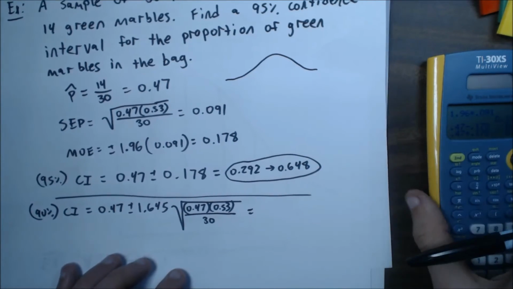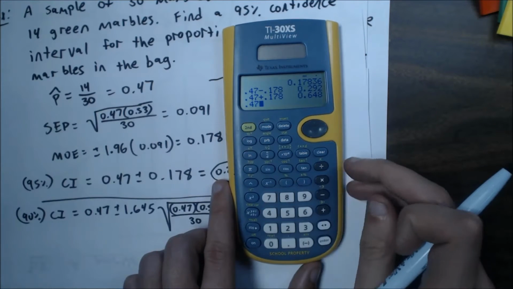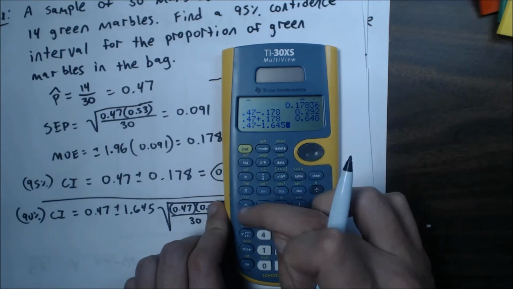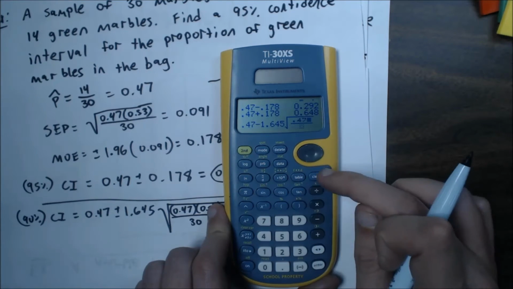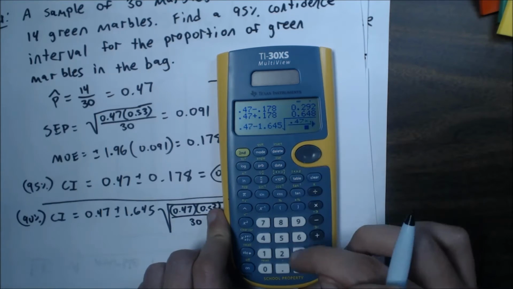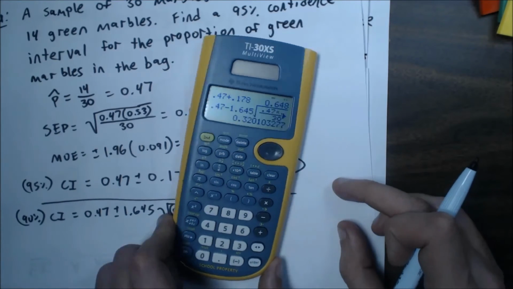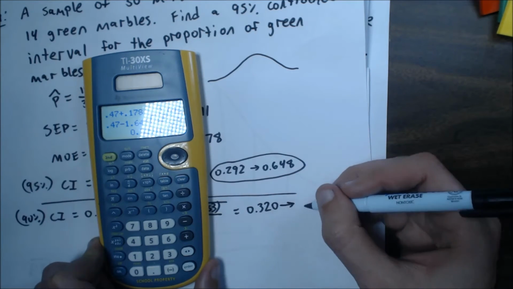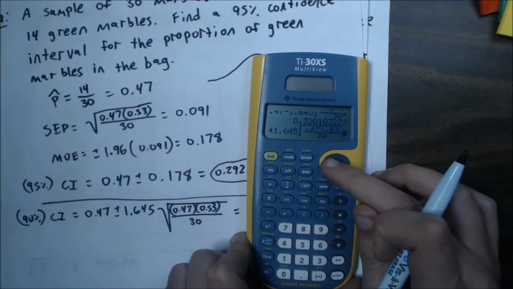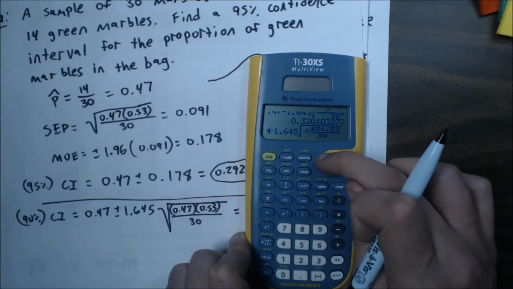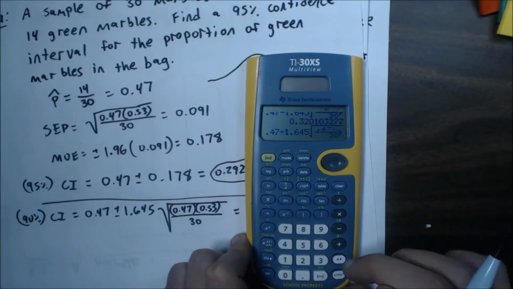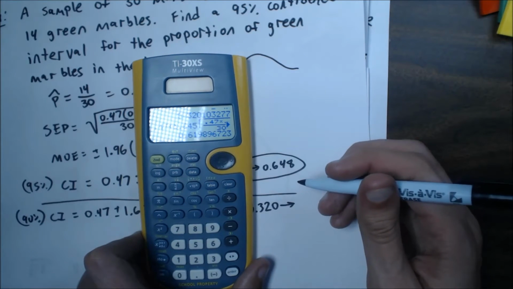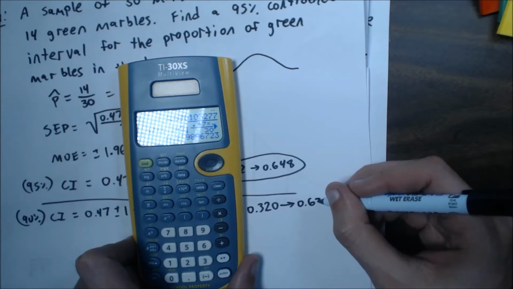And let's see what that is. I'm going to do 0.47 minus 1.645 times the square root of 0.47 times 0.53 divided by 30, 0.320. And then on the upper end, I'm just going to go up here and change that minus to a plus. I'll scroll back and change that minus to a plus. Press enter, and 0.619. So it's really about 0.620. That's the correct way to round that.